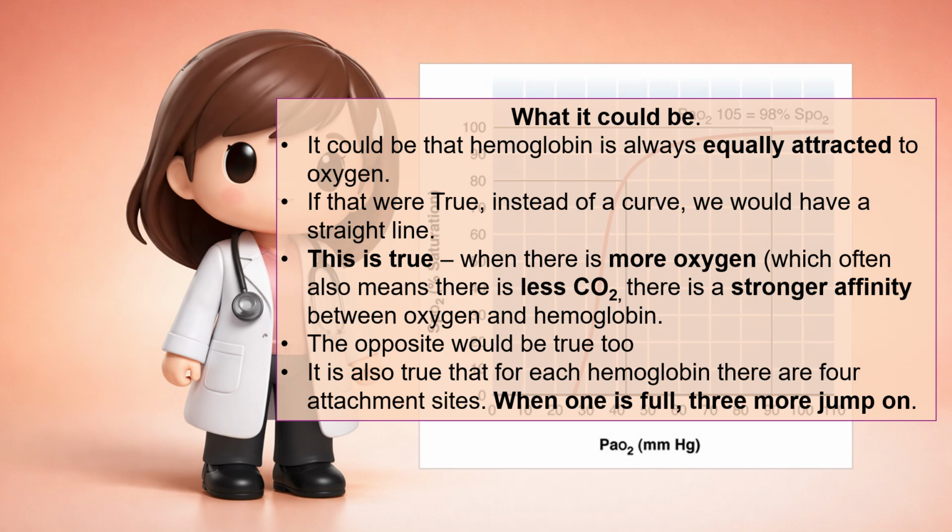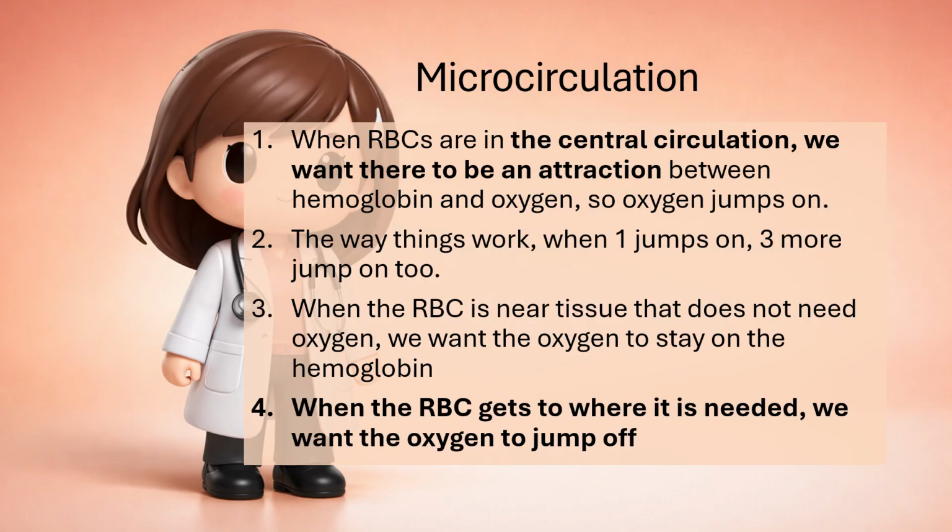When we get out to an area where there's low oxygen and high CO2, there will be less of an affinity and the hemoglobin will jump off. And once one jumps off, 3 more will follow right after that. And when we talk about microcirculation, so we're really close to the end of the slideshow here, the RBCs in central circulation, where there's a big old high oxygen concentration, they jump on. When they get out to the tissue, we want that oxygen affinity for hemoglobin to be lower.